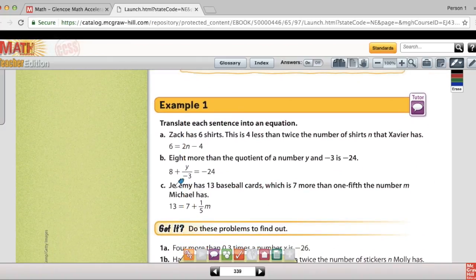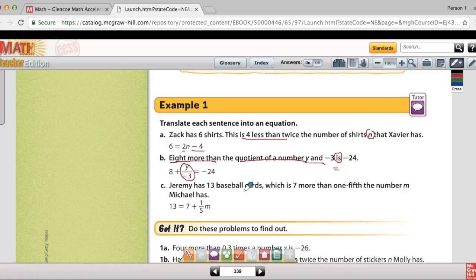Example 1, Zach has 6 shirts. This is 4 less than twice the number of shirts n that Xavier has. So Xavier has n, twice that is 2n, and 4 less than that would be minus 4, and that's equal to 6 total. Okay, 8 more than, 8 plus, the quotient of a number y and negative 3. Quotient is a division problem, looks like that. And then is, the word is means equals, and then negative 24.